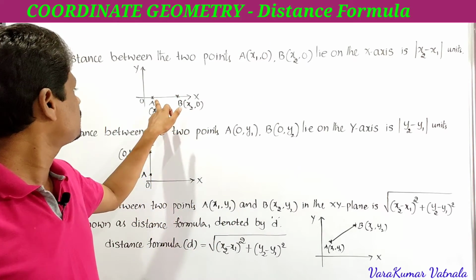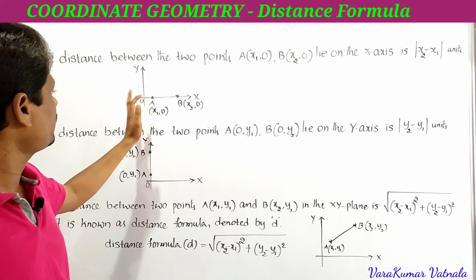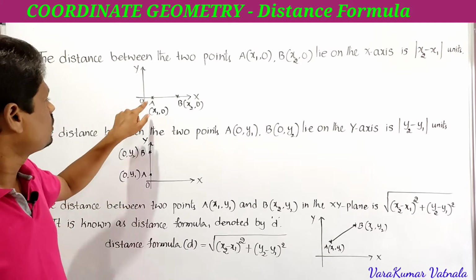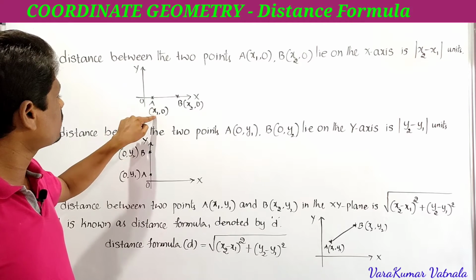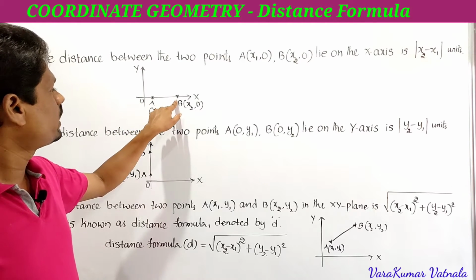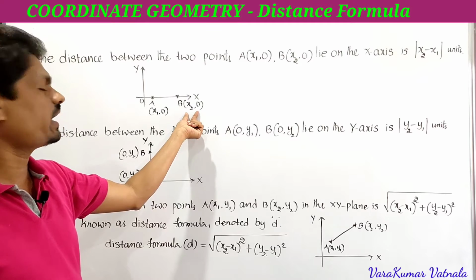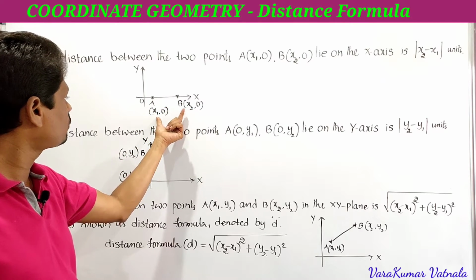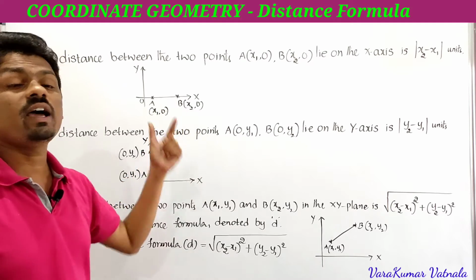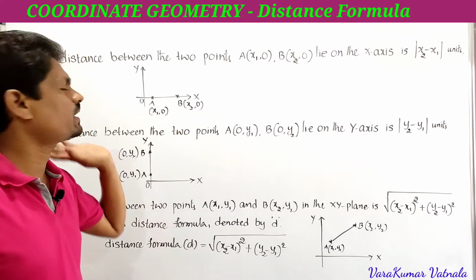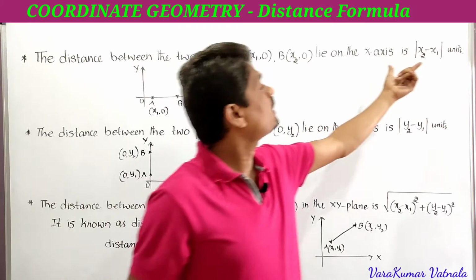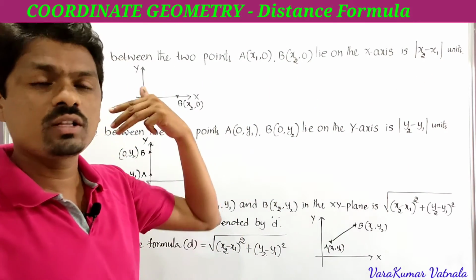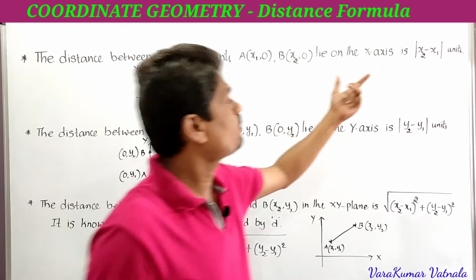So here this is the x-axis and this is the y-axis. This is the point of intersection of the two axes. So here point A coordinates are x1 comma 0 and point B coordinates are x2 comma 0. Distance between these two is simply we have to find the difference of the x coordinates, x2 minus x1. So we use modulus. If we get a negative value, the distance we have to take as positive, hence we use the modulus.